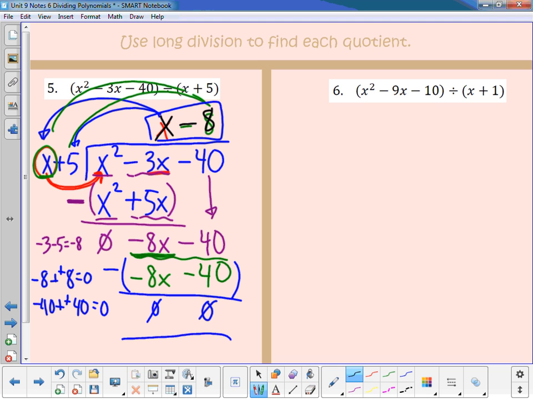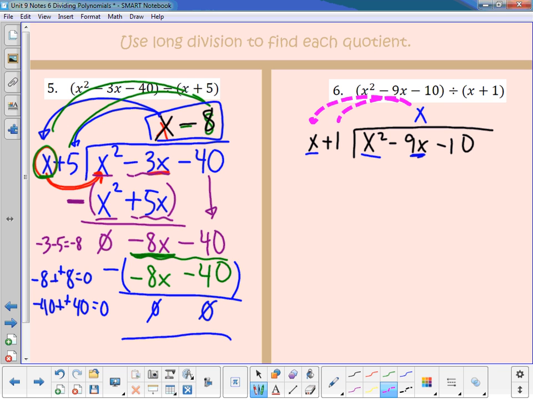x squared minus 9x minus 10 divided by x plus 1. So again, the second number, that x plus 1 goes on the outside. I'm going to make my box and put x squared minus 9x minus 10 on the inside. Okay, now you have to ask yourself, how do you make x look like x squared? Well, I need to multiply x by x to get x squared. So I'm going to have an x up there. Since it's an x, I'm lining it up above the x term. And now you multiply. So this goes to that, and it goes to that.